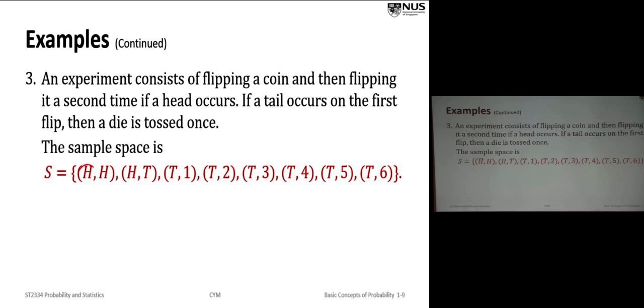Because the outcome is a head, I have to toss the coin, so the possible outcomes are head or tail. But if it's a tail, then I have to toss a die, so the outcome will be 1, 2, 3, 4, 5, 6. So these are the 8 possible outcomes of this experiment.